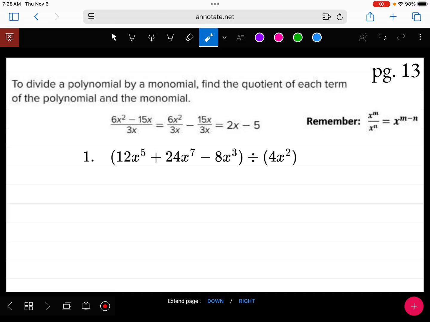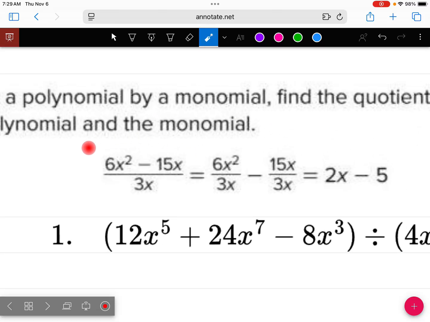So this little example right here kind of walks you through it. They're taking this 6x squared minus 15x, and they're going to divide it by 3x. So we're going to write our division as one big old fraction here. Then we're going to cut it up into pieces. Any place we have a plus or a minus in the numerator, the one on top, we're going to break it apart into separate fractions. Each one is going to get a copy of our denominator. And then we're going to simplify. That will be our answer.